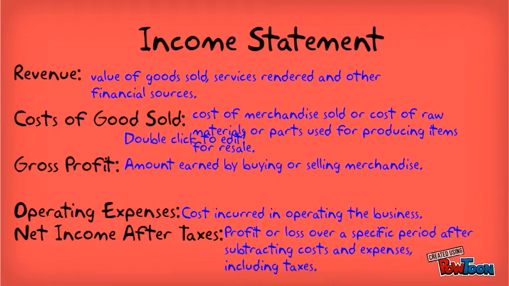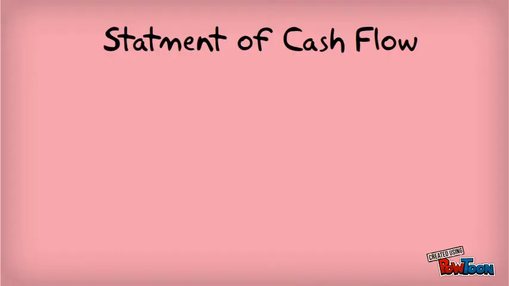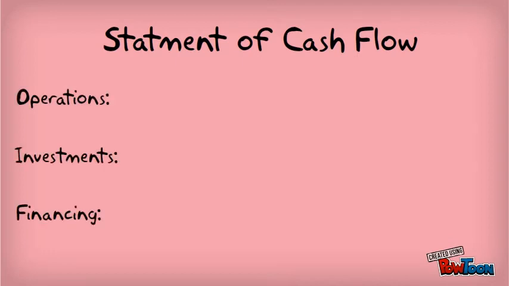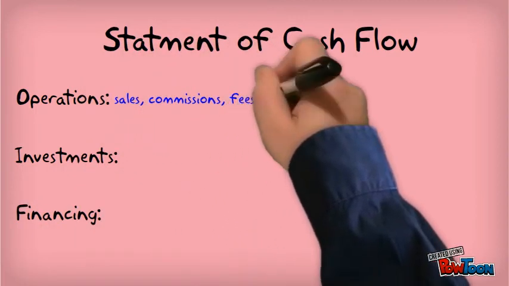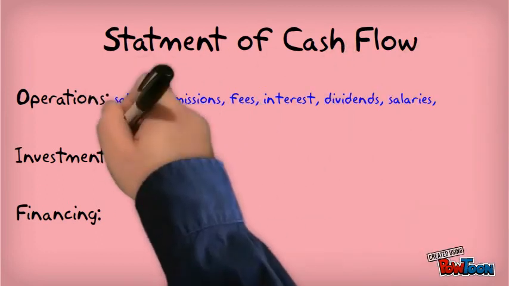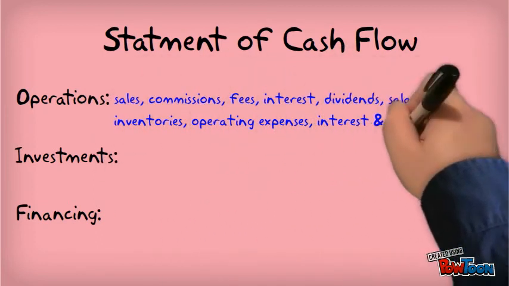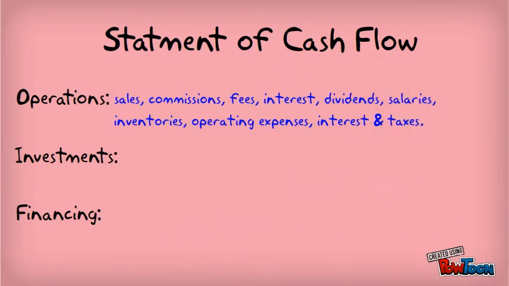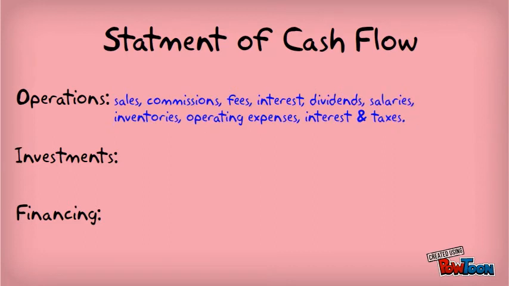Next, we have the third financial statement, which is the statement of cash flow. The statement of cash flow reports cash receipts and disbursements related to operations, investments, and financing. The cash flow from operating activities would include things such as sales, commission, fees, interest, salaries, inventories, operating expenses, interest, and taxes. Basically, for the operations, it includes any cash transactions associated with running the business.